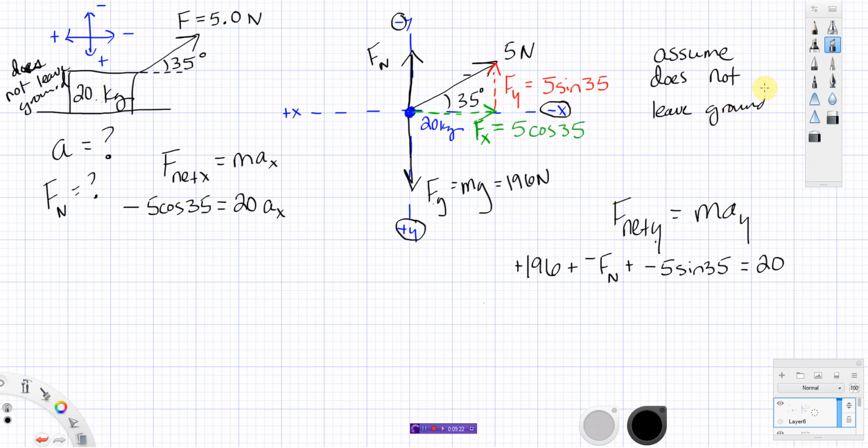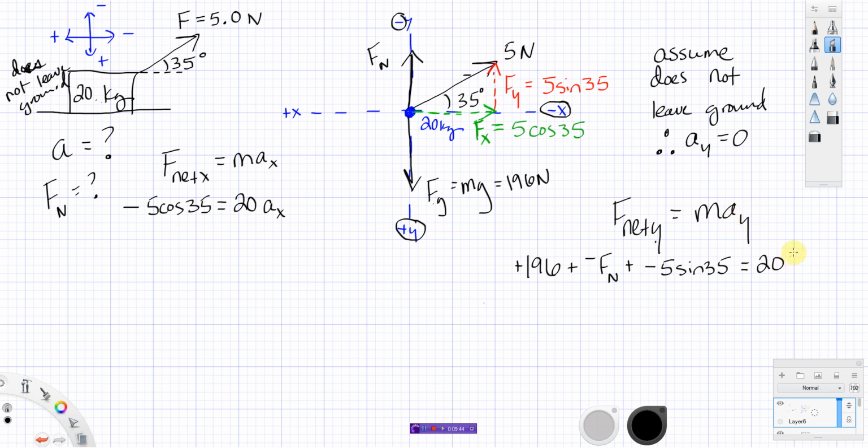Now I'm going to make this assumption. I'm going to show you how you'd know if you were wrong. Because if it doesn't leave the ground, that means in the y direction, it does not accelerate up. And I know it can't accelerate down because there's a floor in the way. Okay? So if you make the assumption that it doesn't leave the ground, then ay should be 0.